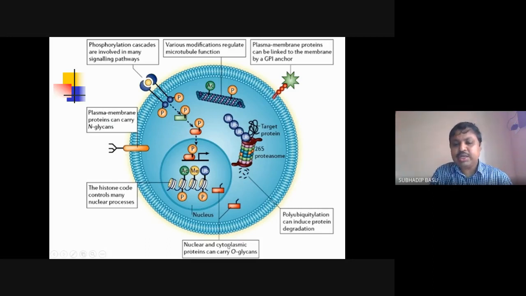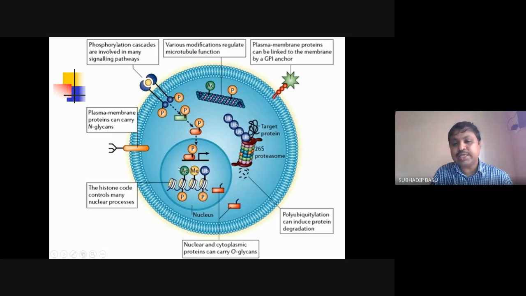Likewise, nuclear and cytoplasmic proteins can carry O-glycans. Glycans are essentially carbohydrates. Like the histone code controls many nuclear processes. Histones are where our DNA, those nucleotide chains, are actually bound around these histone proteins. So the histone code controls many nuclear processes.